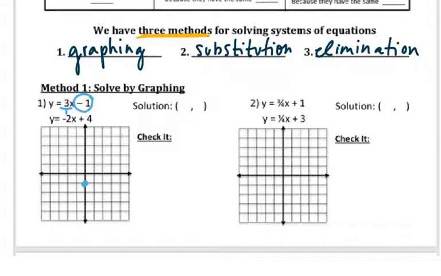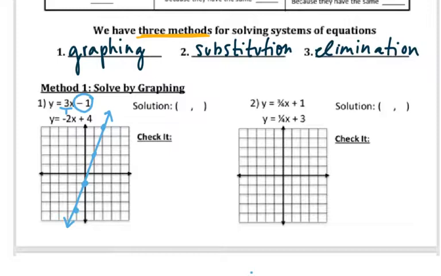So from this dot, I'm going to go 1, 2, 3 over 1. Same thing in the other direction, 1, 2, 3 over 1. Now I'm going to connect my dots. And that is the equation of my first line.